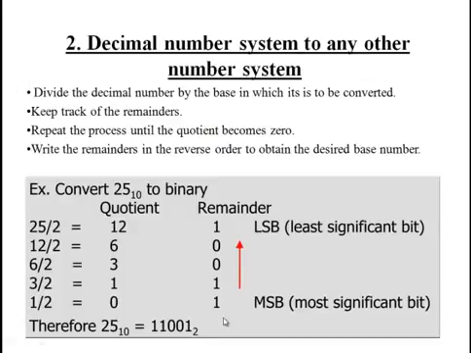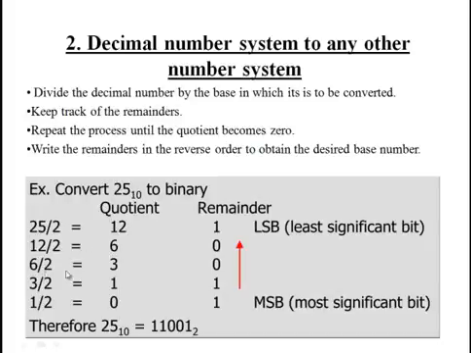Another conversion is decimal number system to any other number system. For converting a decimal number to any other number system, first we divide the decimal number by the base in which it is to be converted. Say for example, we have to convert 25 to binary. We divide 25 by 2, and we note the quotient and the remainder. We keep a track of all the remainders.